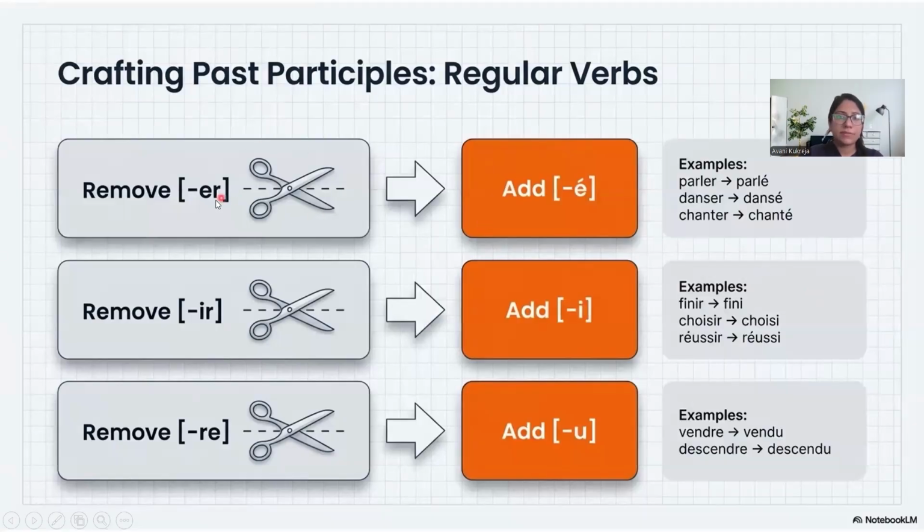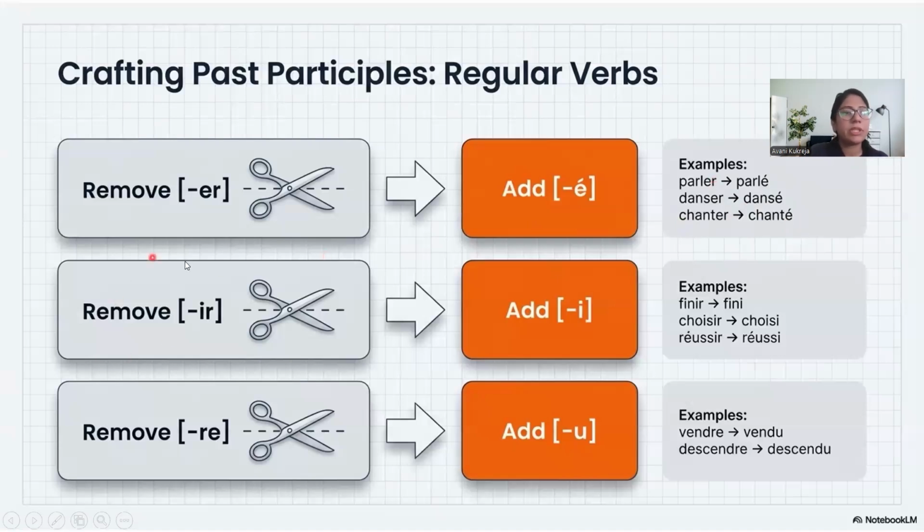As we know, the regular verbs are of three kinds: er, ir, and re ending verbs. For er ending verbs, we remove the r and put an accent on the e. So if the verb is parler, the past participle will be parlé with an accent. Danser will be dansé, without the r, with an accent on the e. Chanter, remove the r, put an accent on the e. For er ending verbs, this is going to be the past participle for 90% of the verbs.